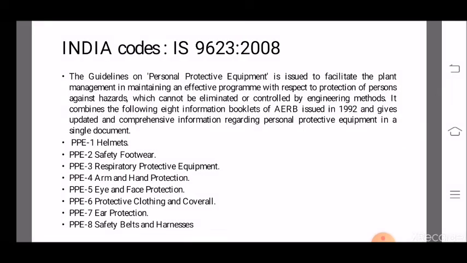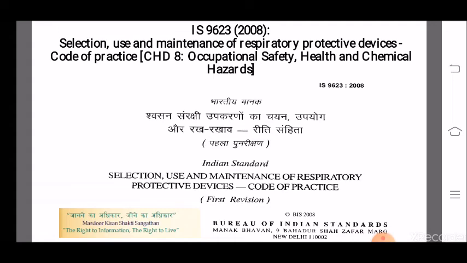In 2008, they have given the update regarding the PPE development. In that, PPE1 covers helmets for different industry utility, PPE2 covers safety footwears, PPE3 respiratory protective equipments, PPE4 arm and hand protection, PPE5 eye and face protection, PPE6 protective clothing and coverings, PPE7 ear protection, and PPE8 safety belts and harnesses. We are targeting PPE3 for the breathing criteria. This is the BIS standard observation.